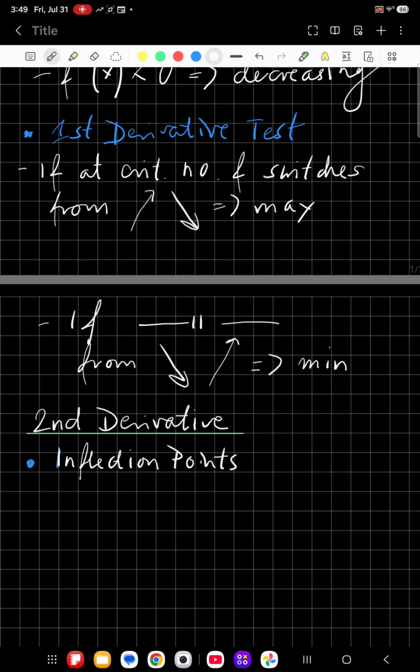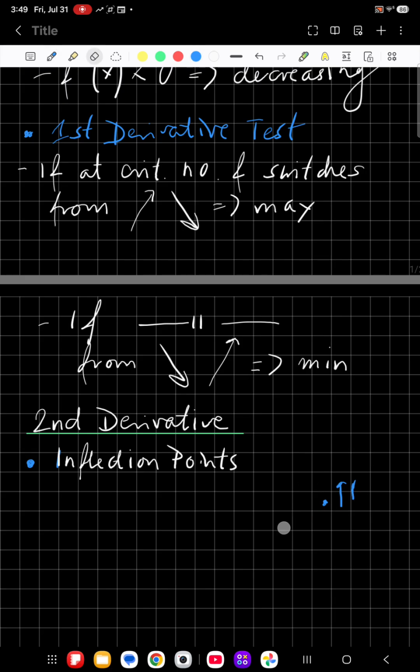We have a function that looks like this. The inflection point would be a point where the function changes concavity. You see that: concave down and then concave up. So an inflection point is the point where the function changes concavity.